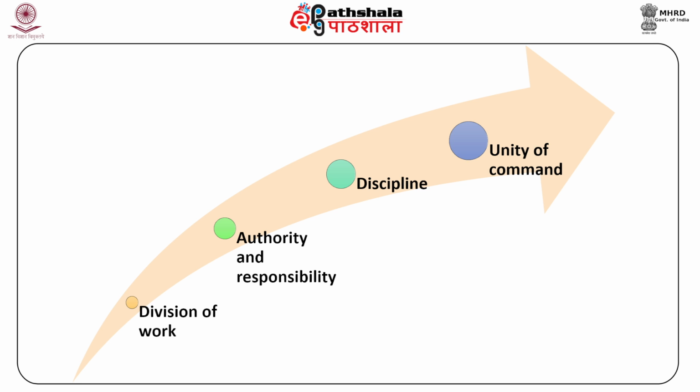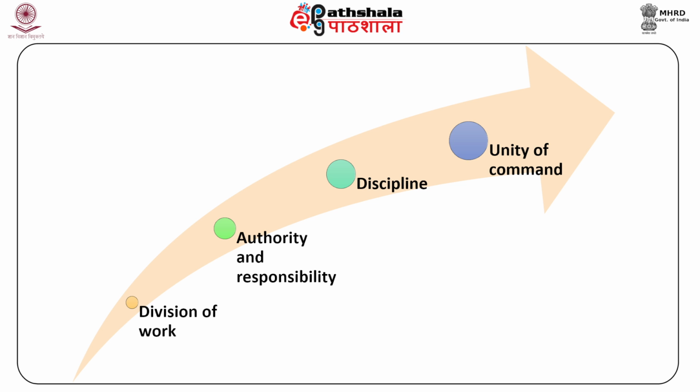Next, authority and responsibility. It is very important that managers have the power to give order to their subordinates, and the subordinates have the obligation to fulfill the task given to them. Hence, authority is the power that managers exhibit and responsibility is the obligation that employees shoulder.